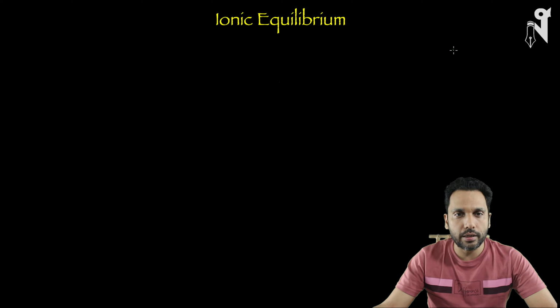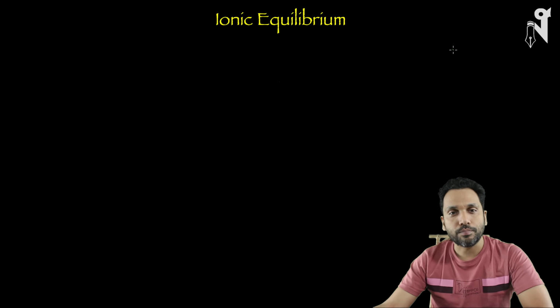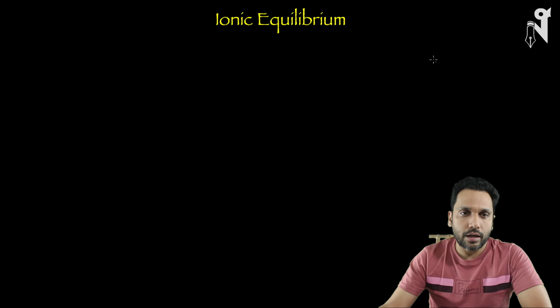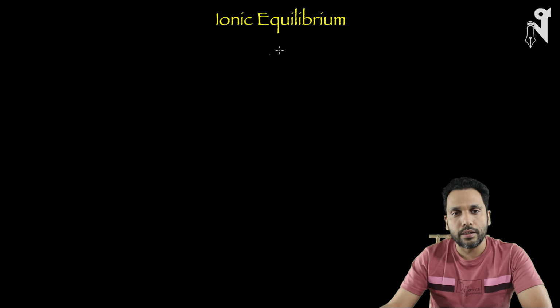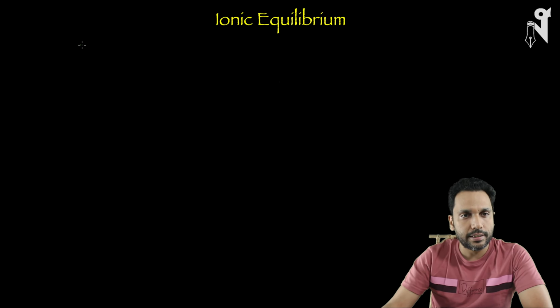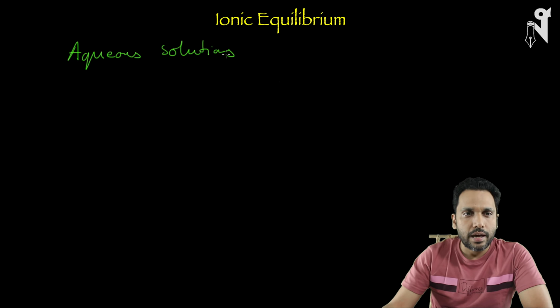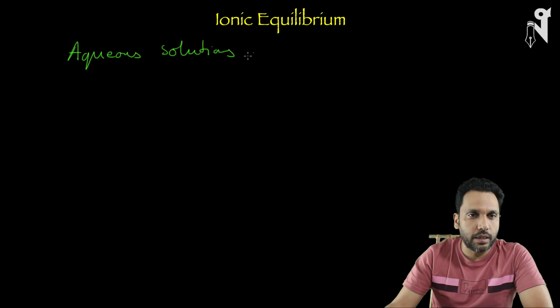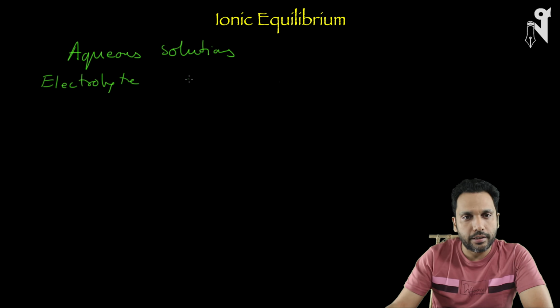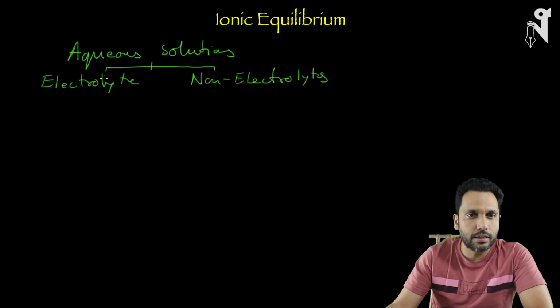So, what is ionic equilibrium about? Ionic equilibrium is about aqueous solutions, particularly ionic solutions. Aqueous solutions can be categorized into two kinds. One is electrolytes and then non-electrolytes. So we have electrolytes and non-electrolytes.